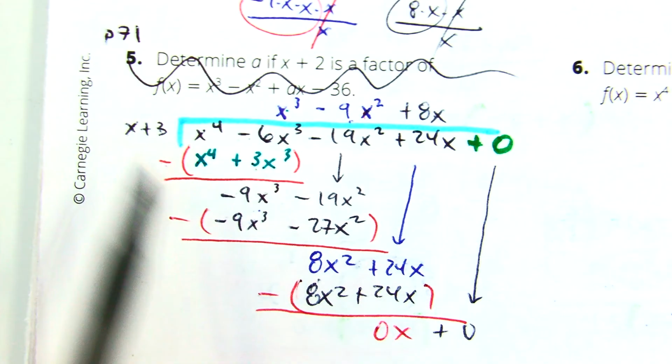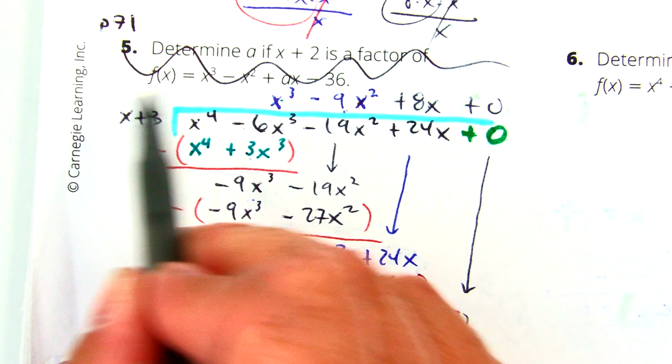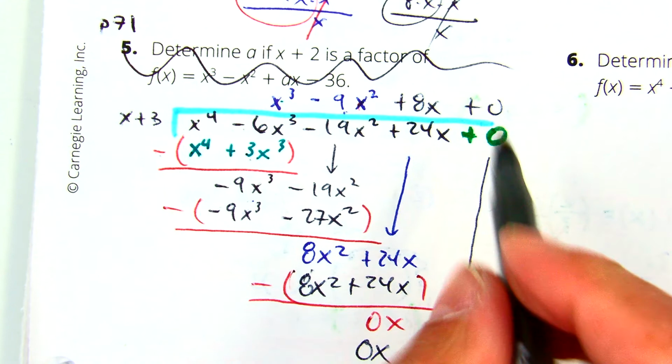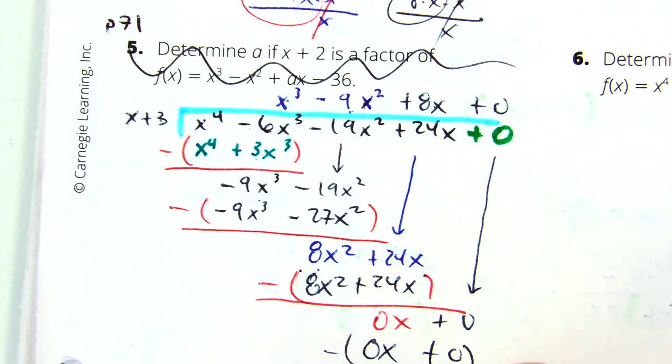X goes into 0x 0 times. And if you multiply through, you'll just get 0x times 0. And if you subtract, you will get 0.